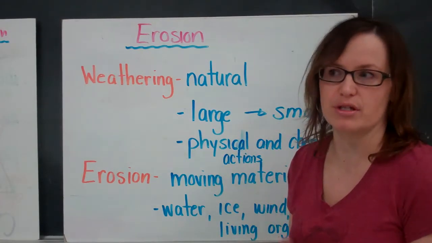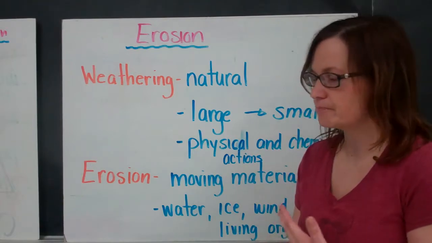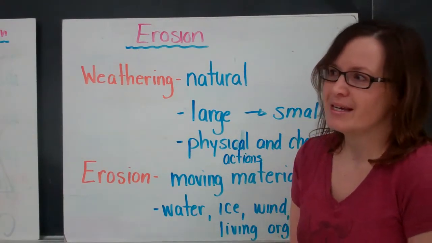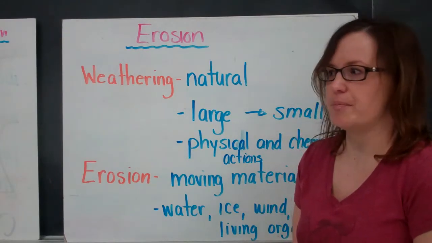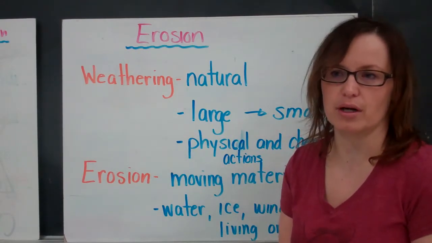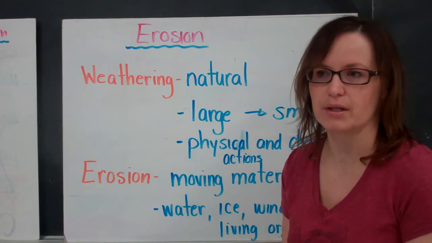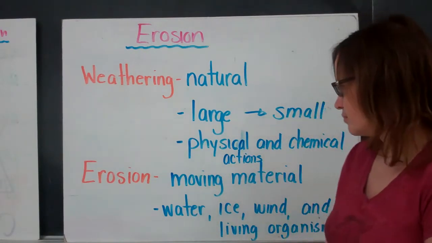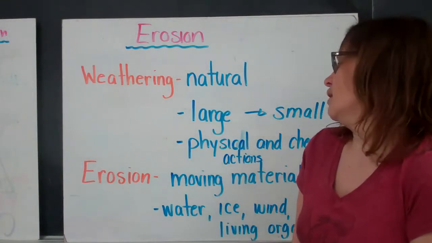Physical actions are those natural weather occurrences: wind, rain, ice. Chemical actions are human influence, where there could be acid added that leaks into our water and erodes rocks faster. And then there's erosion.